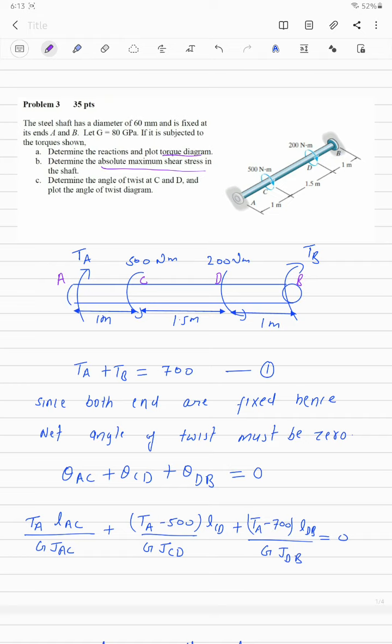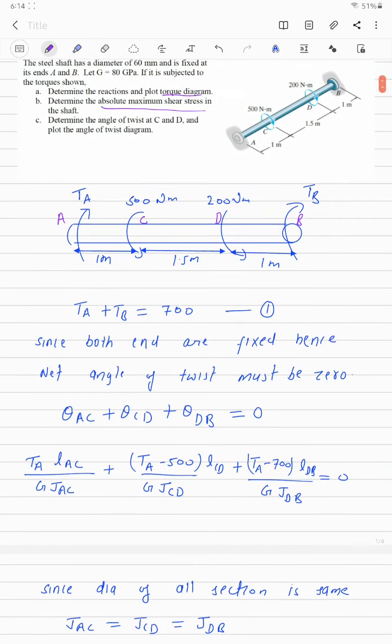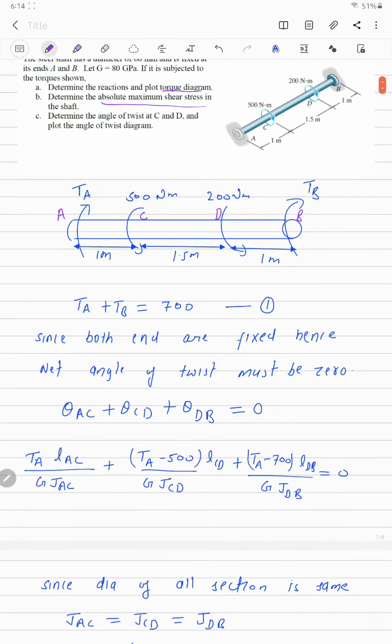So the first thing we will do is draw the FBD of the shaft. The two moments are already acting. Let us assume the reactions are Ta and Tb. So the first equation will be Ta plus Tb, total will be 700. The second equation we have to find from the angle of twist condition, that I have already stated: for both ends fixed, net deflection must be 0, net angle of twist. So total theta AC plus theta CD plus theta DB must be 0.